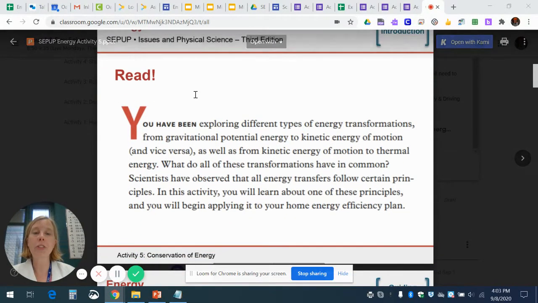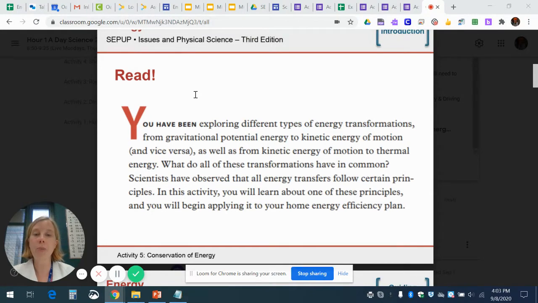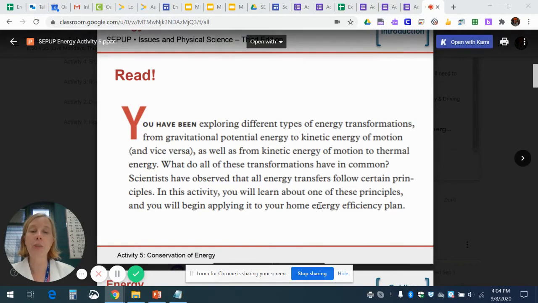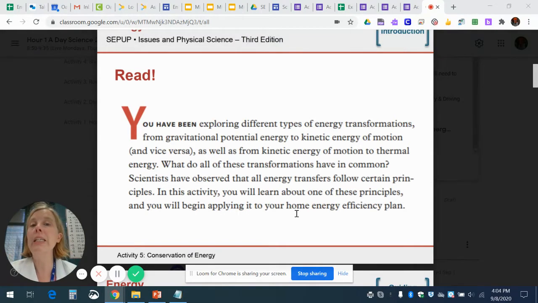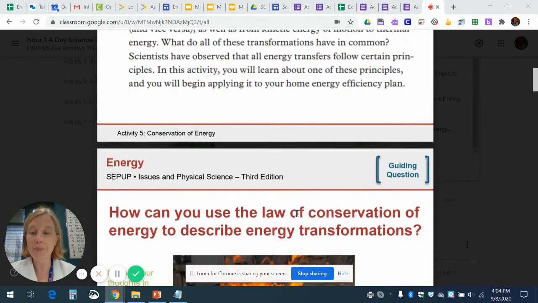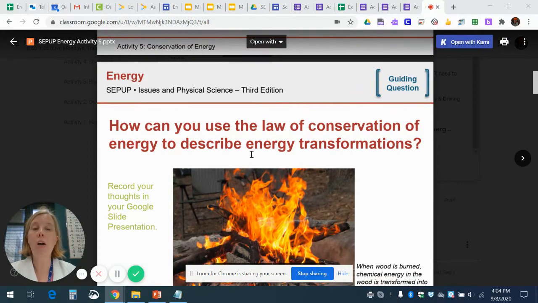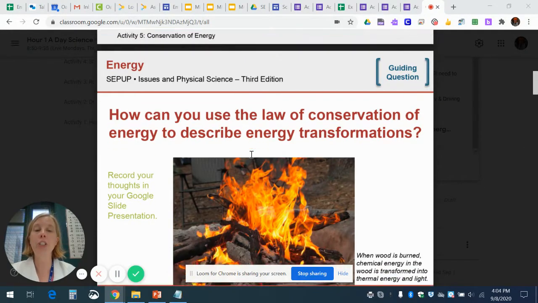You have been exploring different types of energy transformations, from gravitational potential energy to kinetic energy of motion, and vice versa, as well as from kinetic energy of motion to thermal energy. What do all these transformations have in common? Scientists have observed that all energy transfers follow certain principles. In this activity, you will learn about one of these principles and you will begin applying it to your home energy efficiency plan. A home energy efficiency plan is the student sheet 1.2 that you should be working on as a rough draft.